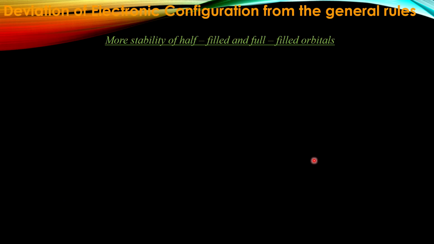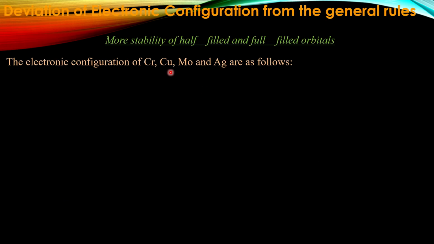So, the electronic configuration of chromium, copper, molybdenum and silver are as follows. The electronic configuration of chromium should be this, isn't it? 1s2, 2s2, 2p6, 3s2, 3p6, 3d4, 4s2. It is the general rule.